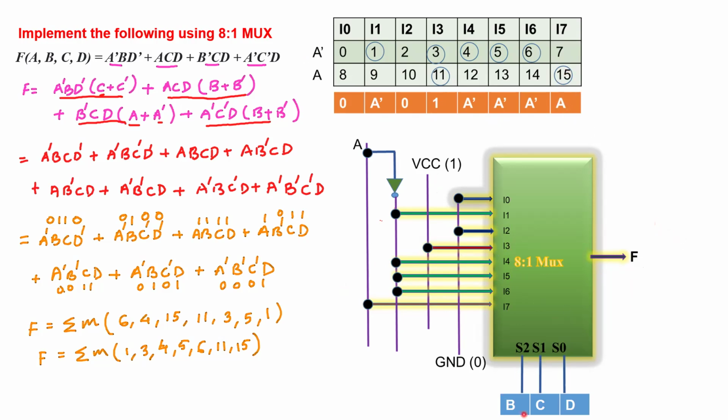Then after you apply one of the 8 possible combinations to B, C, D, they are basically selecting the select lines, and accordingly the logic selected will be passed to this function output f. So basically for only these mean terms, the output will be 1.